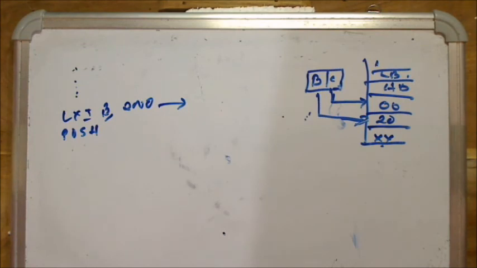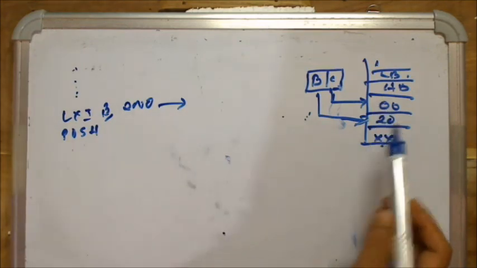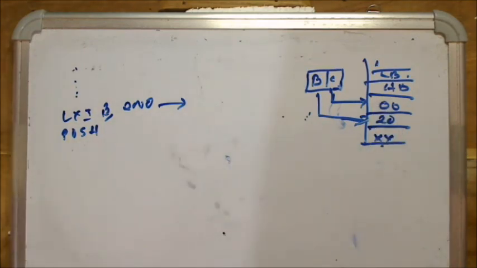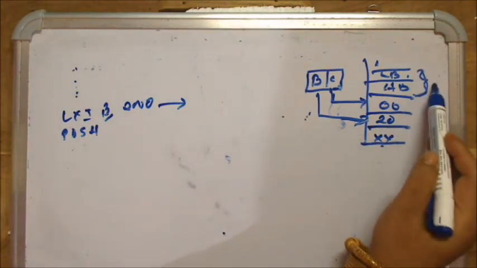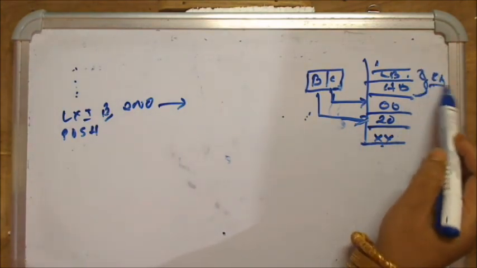Microprocessor will push the return address to the stack. That return address will come above the stack. Understood? That return address will come above the stack. Okay. That return address has come above the stack. This is the return address.